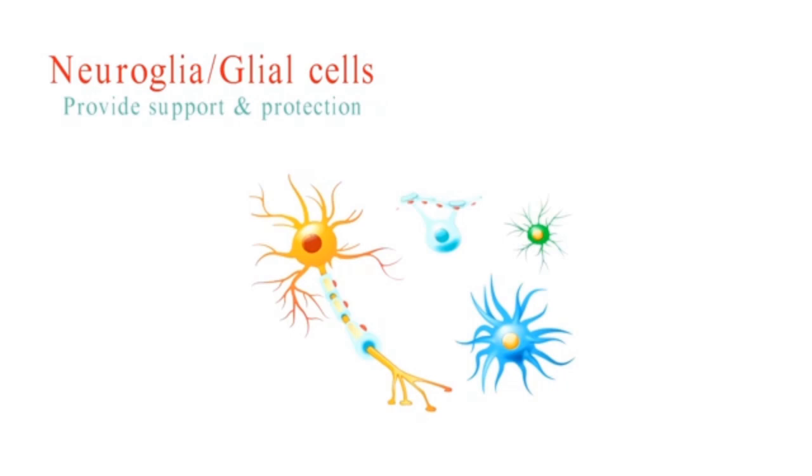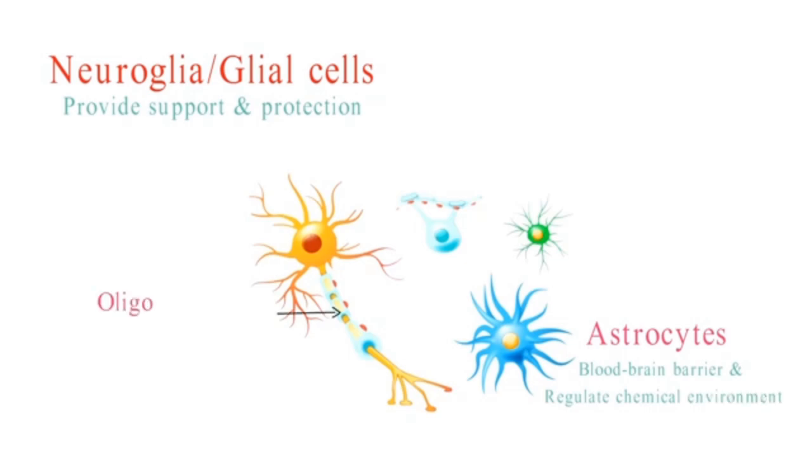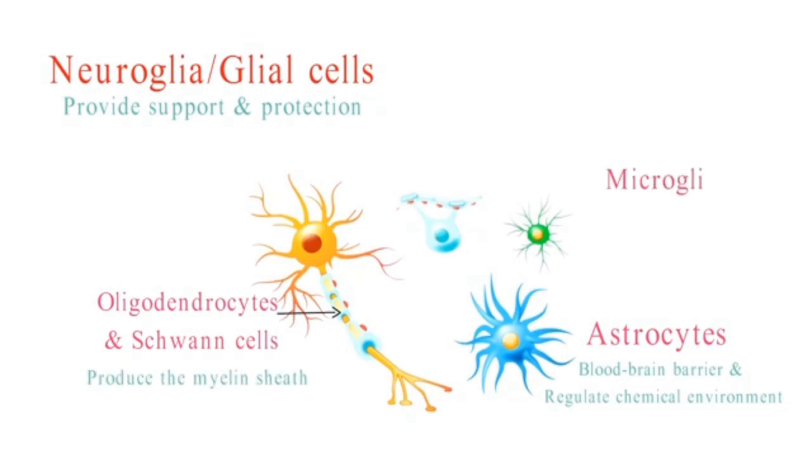Neuroglia or glial cells are the unsung heroes of the nervous system. They provide support and protection to neurons. Types of glial cells include astrocytes, which maintain the blood-brain barrier and regulate the chemical environment around neurons, and oligodendrocytes and Schwann cells, which produce the myelin sheath. Microglia are the immune cells of the central nervous system, while ependymal cells help produce cerebrospinal fluid.